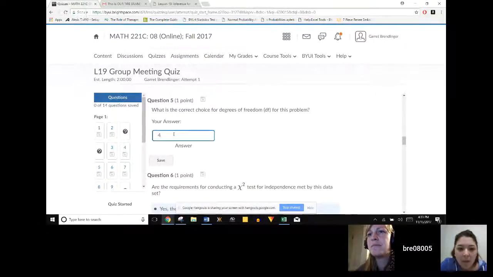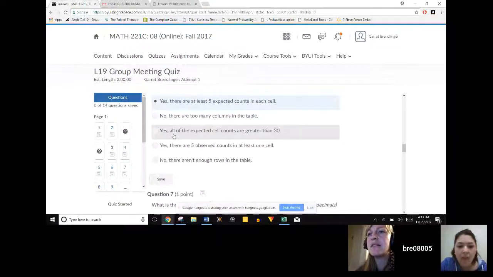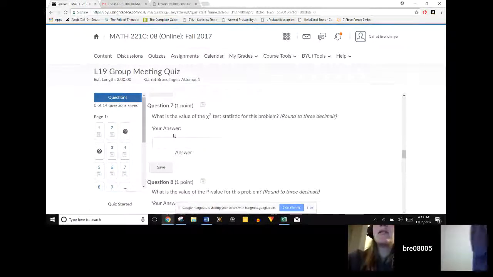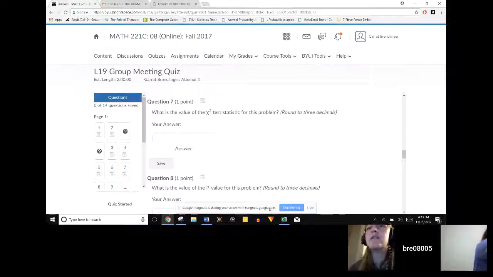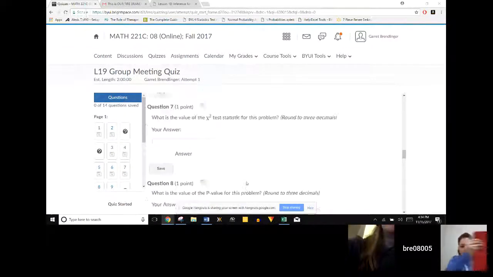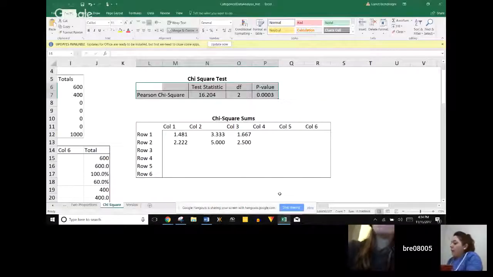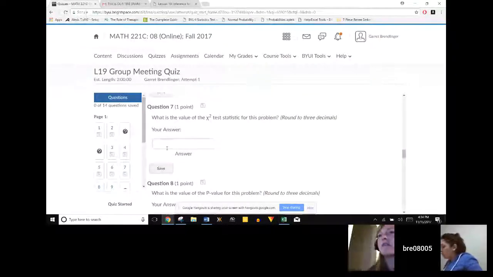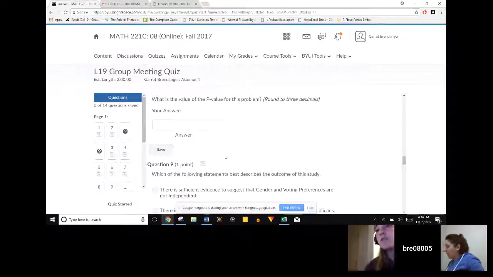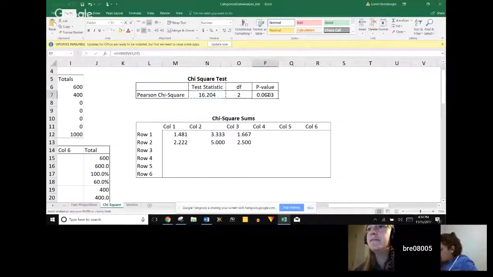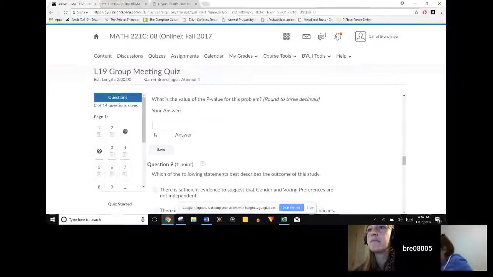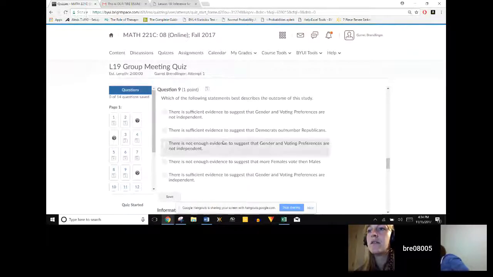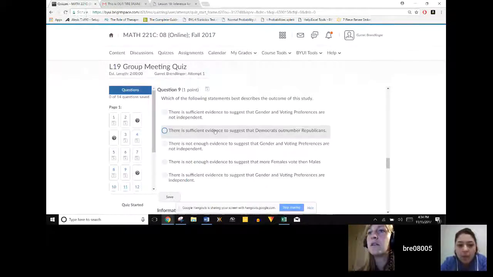So what is our p-value? P-value is super tiny. Because it's super tiny, we reject the null, which means that there is sufficient evidence to suggest the opposite. So there's sufficient evidence. It's either A or B or D. But I didn't read them yet.